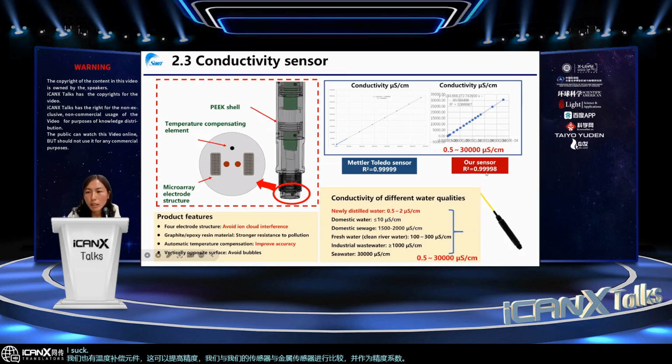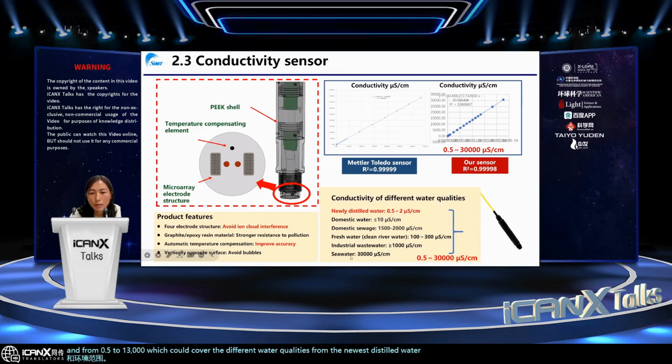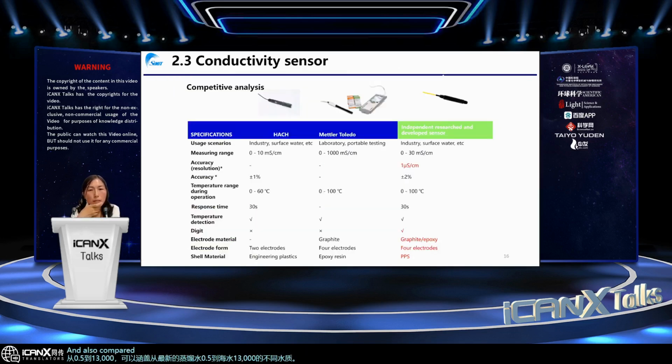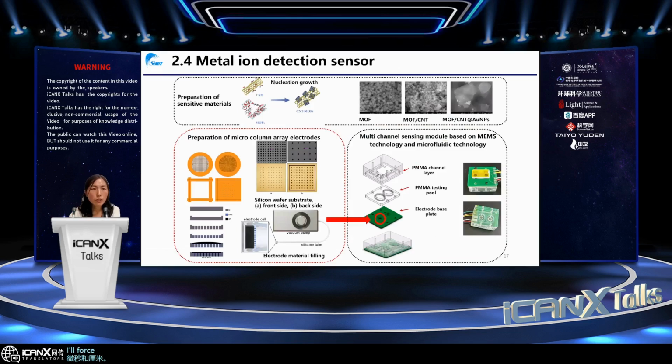It is 0.99998. And for the measurement range, from 0.5 to 13,000, which could cover different water qualities from newly distilled water at 0.5 to seawater at 13,000. Also compared with the well-known brands, this is a competitive analysis, and we have improved the accuracy to 1 microsiemens per centimeter. Our fourth work is the metal ion detection sensor.